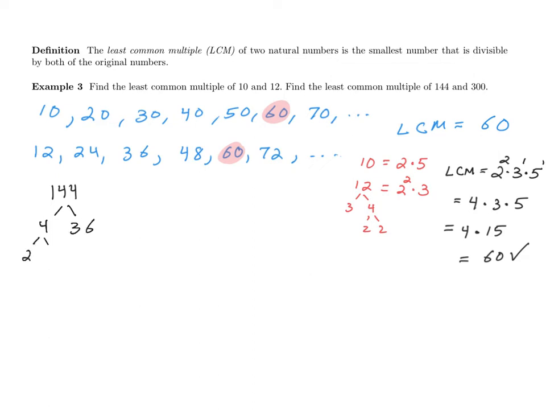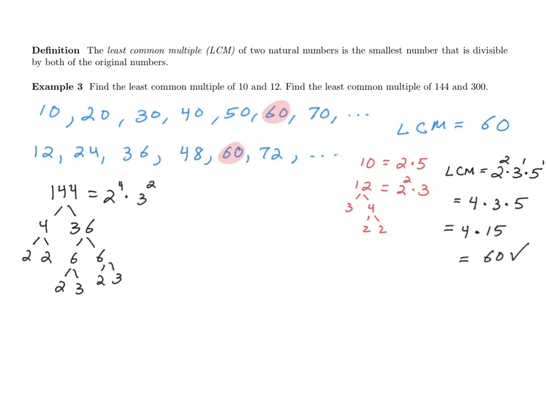Now, 4 is 2 times 2, and 36 is 6 times 6. 6 isn't prime. We can split that up. That is 2 times 3, and this 6 is also 2 times 3. Therefore, 144 is 2 times 2 times 2 times 2. That's 4 2's. So we have 2 to the power of 4. And the only other prime that we have is a 3 and a 3, and there's 2 of them, so that is 3 squared. This is the prime factorization of 144.